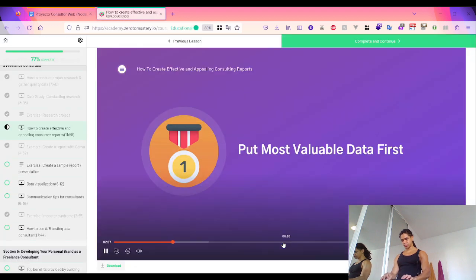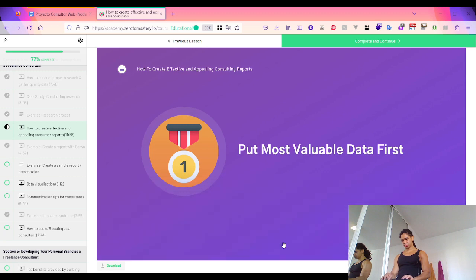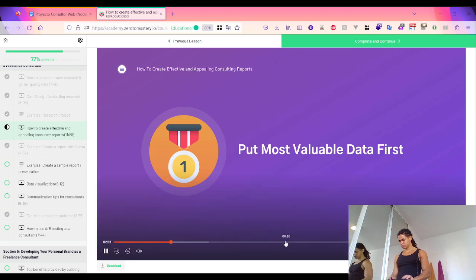That's why you need to open with it. Don't just end with it. You need to make sure you put the most impactful data first, because you don't want the client to start to forget what the most important thing was. That's why you need to open with it. Don't just end with it.